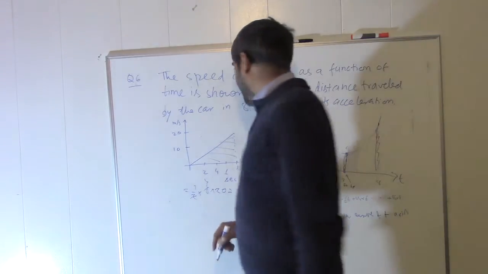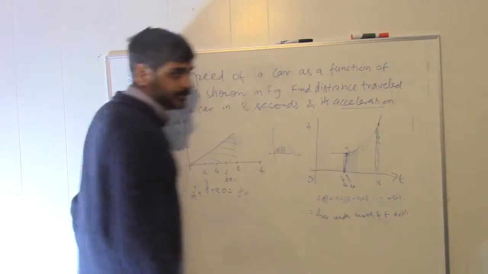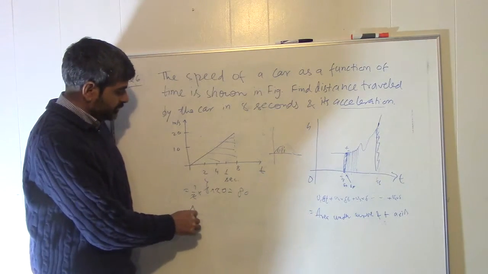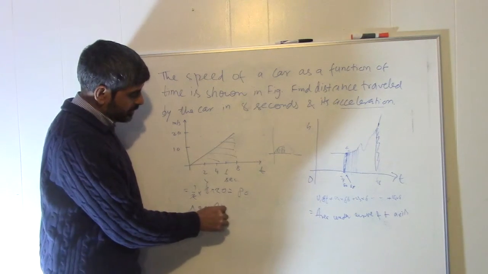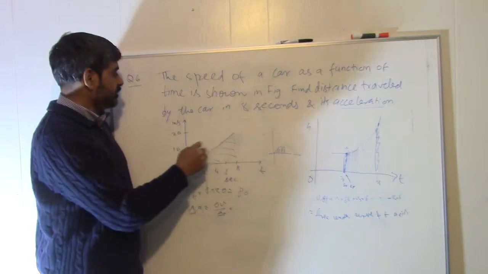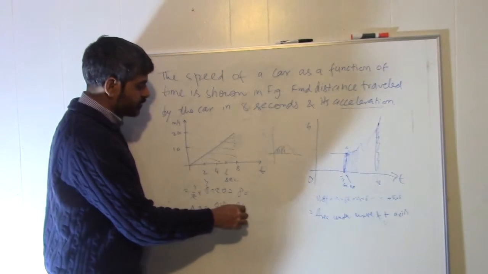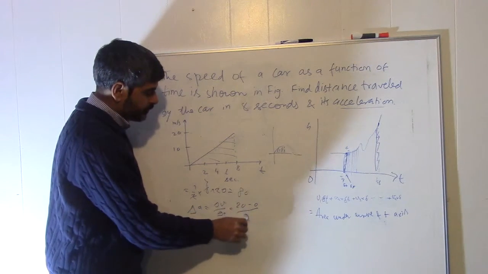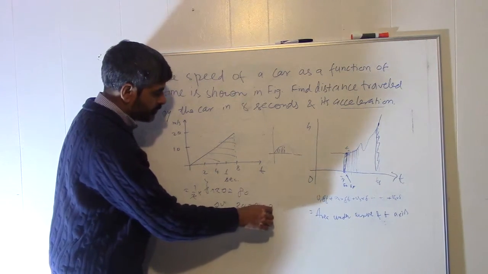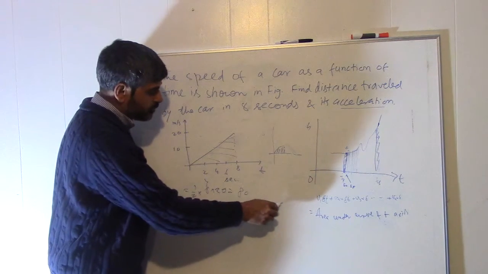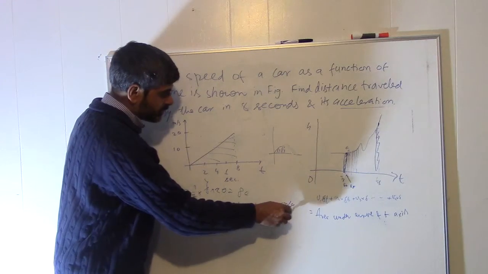For the next part, the acceleration is uniformly varying, so you can use the same formula, delta v by delta t. Delta v is from 0 to 20, so it's 20 minus 0, divided by the time, which is 8. 8 into 2 is 16, so the acceleration is 2.5 meters per second square.